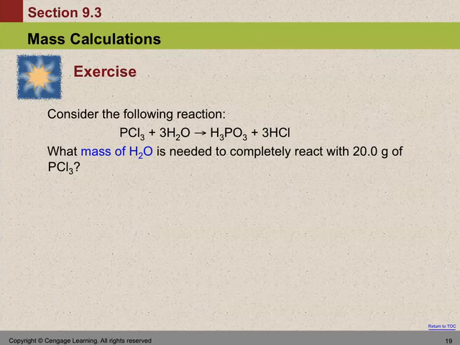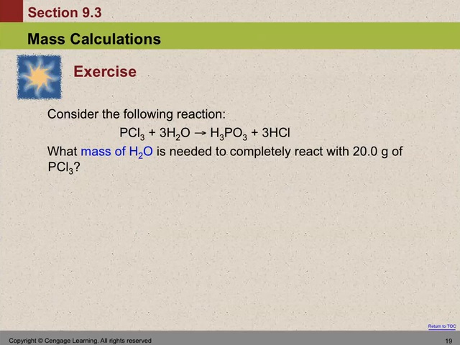Now we'll consider this equation where phosphorus trichloride reacts with water to give phosphorous acid and hydrochloric acid. What mass of water is needed to completely react with 20 grams of PCl3, or phosphorus trichloride? Now when we say completely react, that means that they're going to react in the stoichiometric ratios. In other words, 1 mole of PCl3 will react with 3 moles of water.